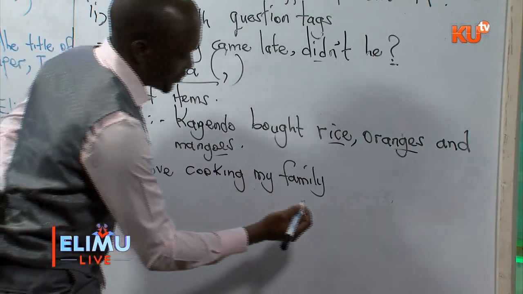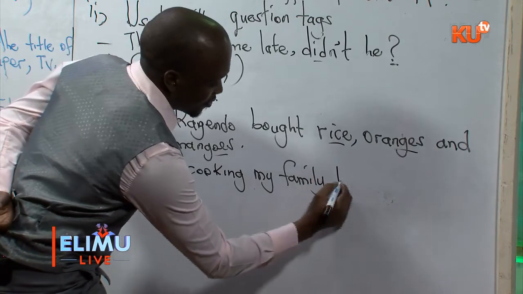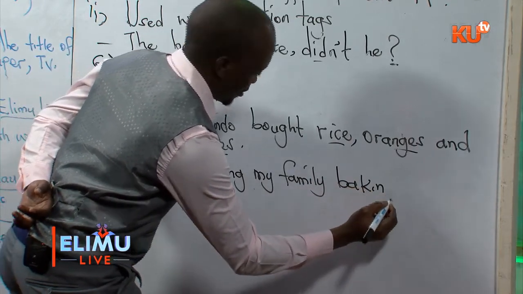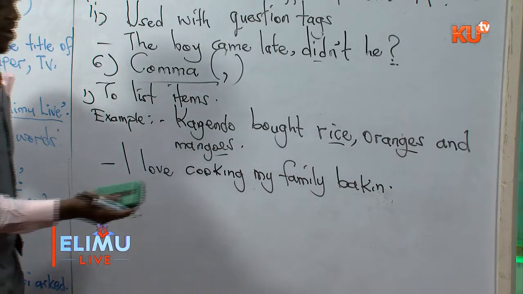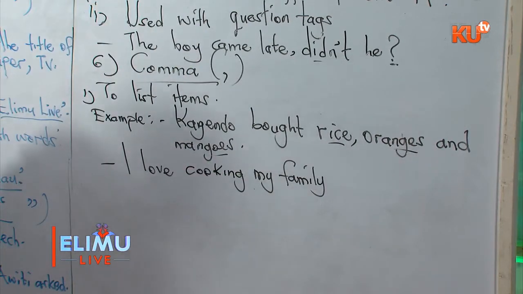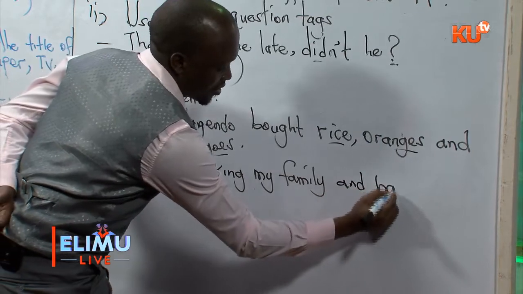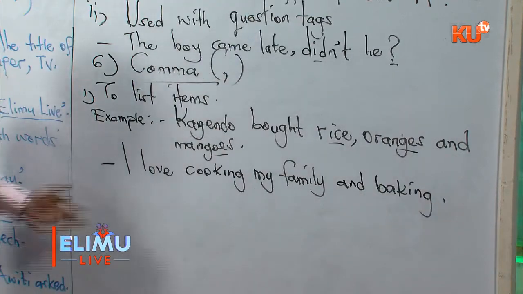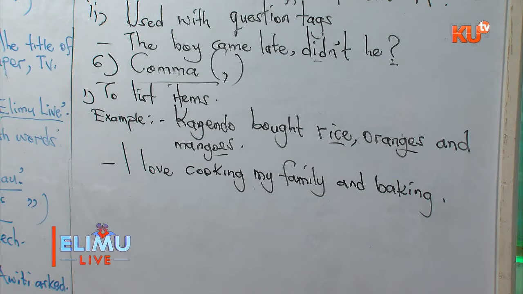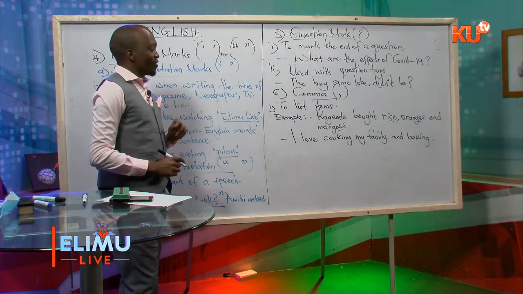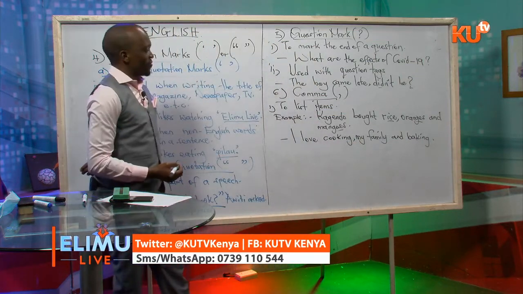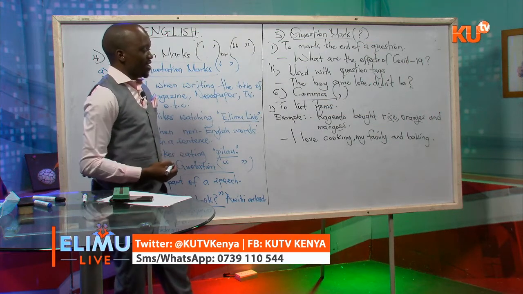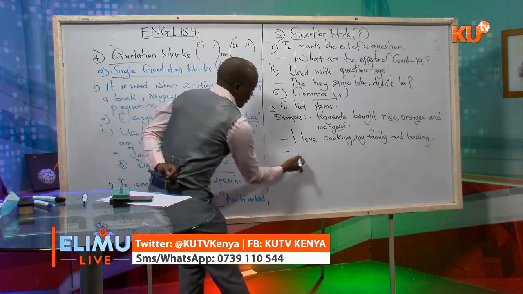I love cooking my family and baking. Look at this sentence: I love cooking my family and baking. Without punctuation, somebody would think that you are actually cooking your family. So when we put a comma here, it means that I love cooking, the first thing that you love, cooking, my family, and baking.